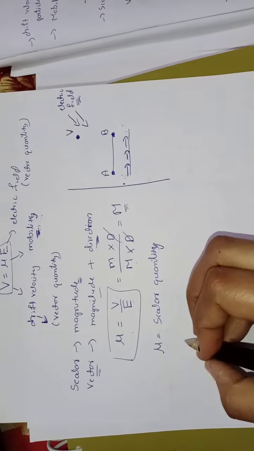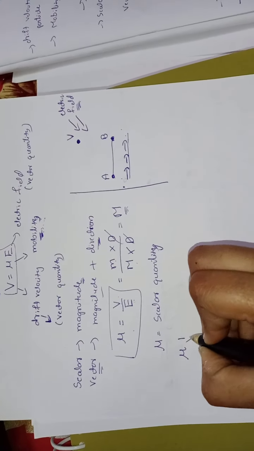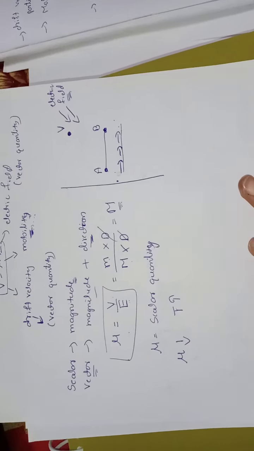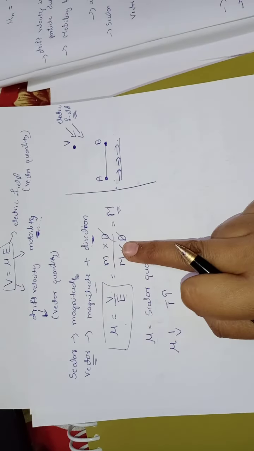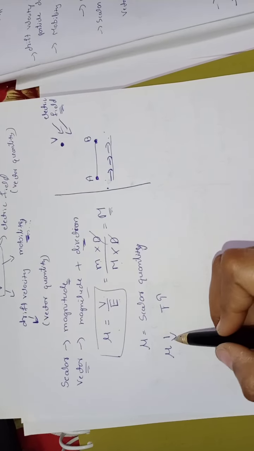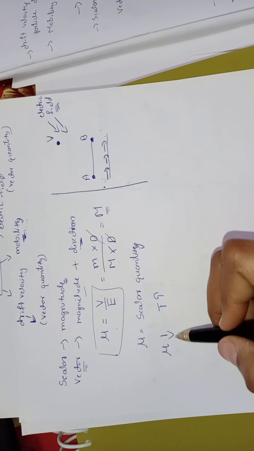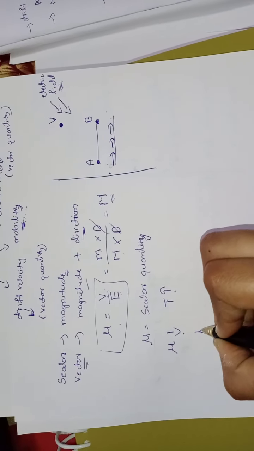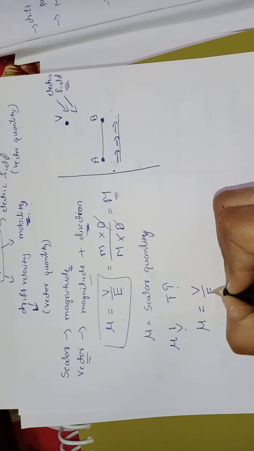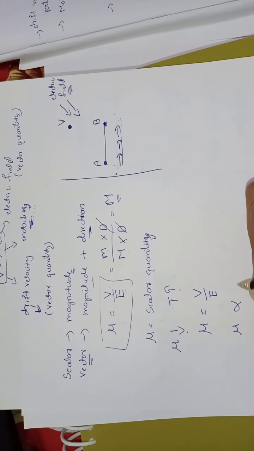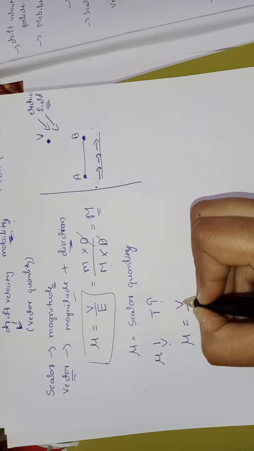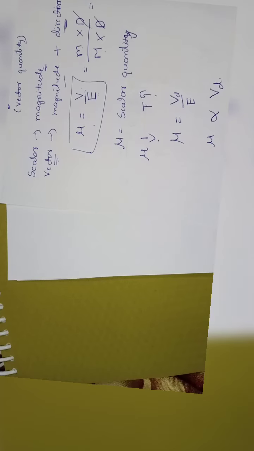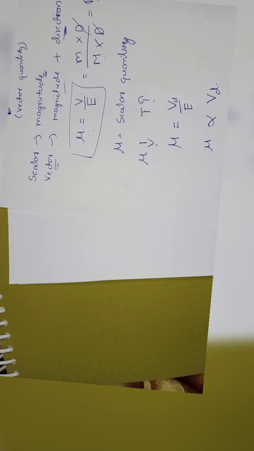So now we see how this mobility will get decreased with increase in temperature. These are the basics we need to know before we define why the mobility of the charged carriers will get decreased with increase in temperature. So mobility is equal to V by E. So mobility is directly proportional to the drift velocity, that is Vd. So the mobility of the charged carriers is directly proportional to the drift velocity.